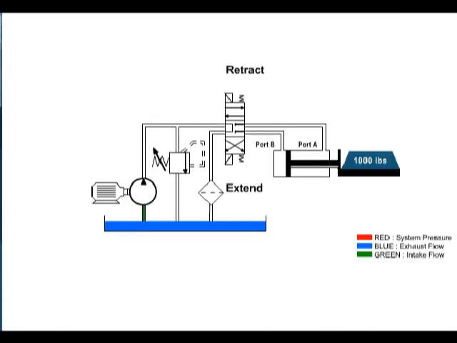Flow in a hydraulic system is produced from a positive displacement pump. This is different from a centrifugal pump, which is not positive displacement. There are 3 important principles that must be understood relating to flow in a hydraulic system.